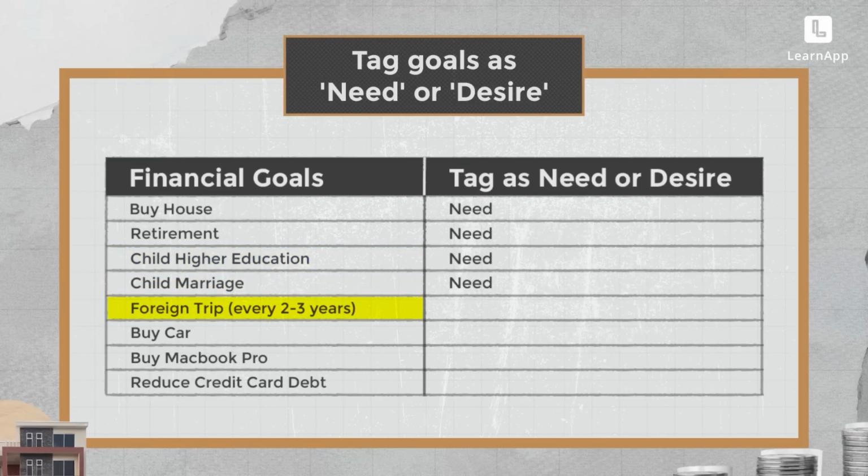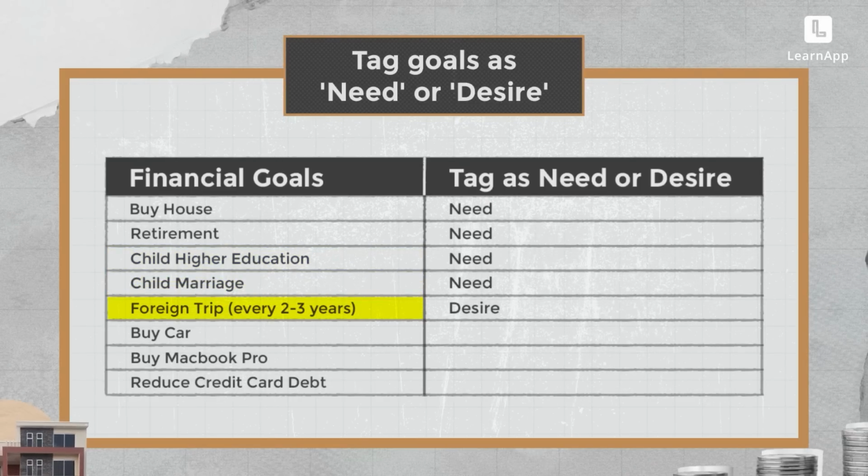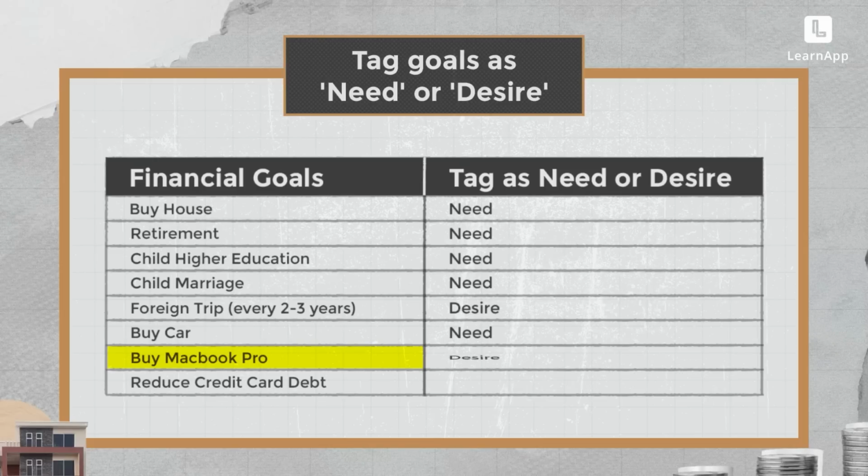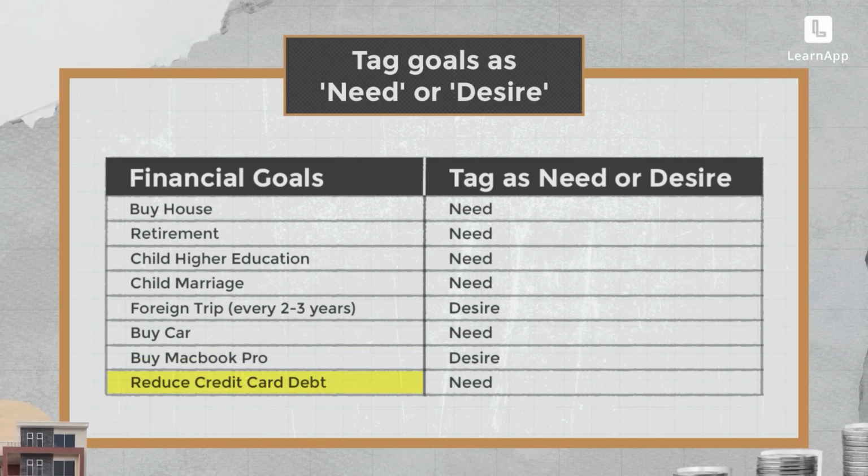Foreign trips is desire. I want to go. And buy MacBook is desire again. Okay. Got it. You guys do the same thing. Pause the video, complete till step number 3. Then we'll move on to step number 4. You won't imagine what's going to happen in the end. It'll probably change your life.